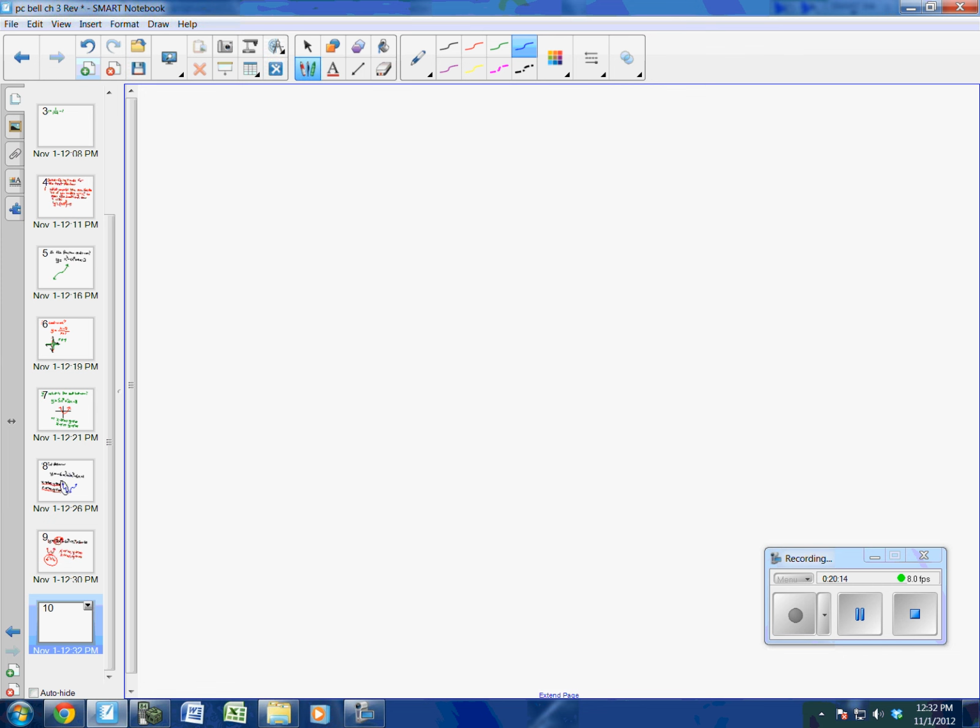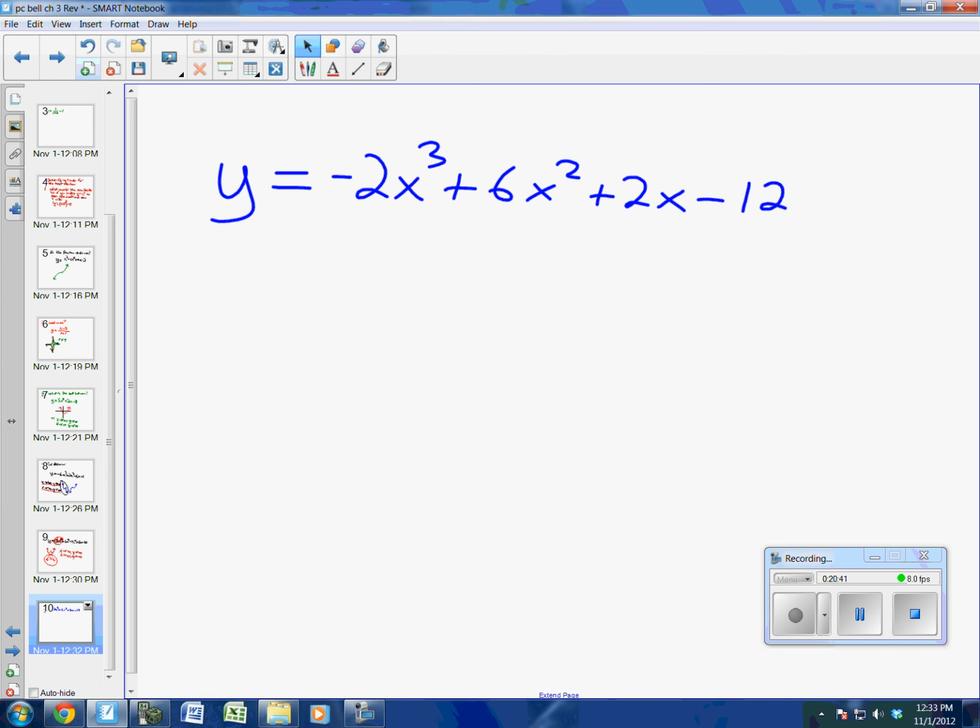Next one. I want you to find all the local maximums and minimums of the following equation. y equals negative 2x cubed plus 6x squared plus 2x minus 12. I just made this function up. I don't know how well it's going to work. I want you to find the maximums and minimums.